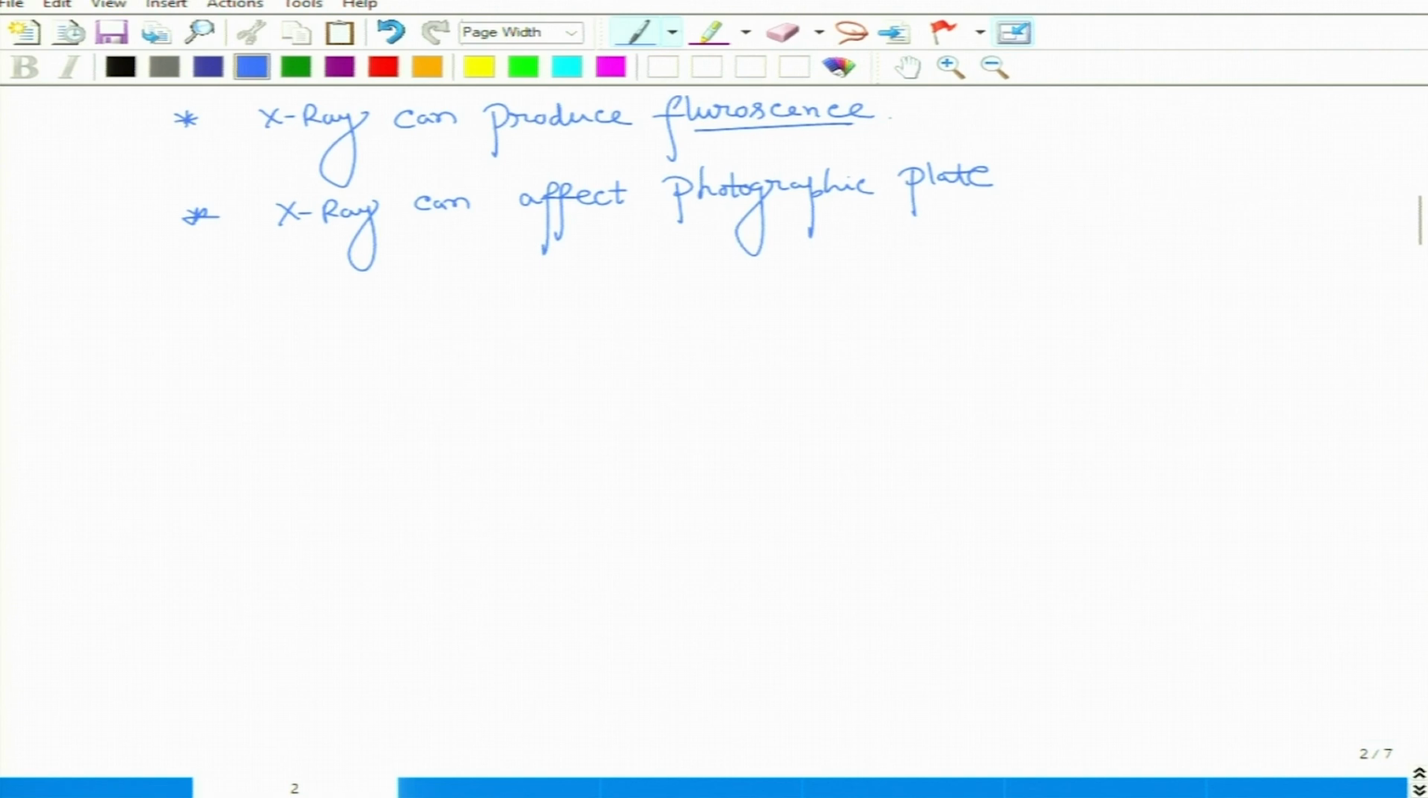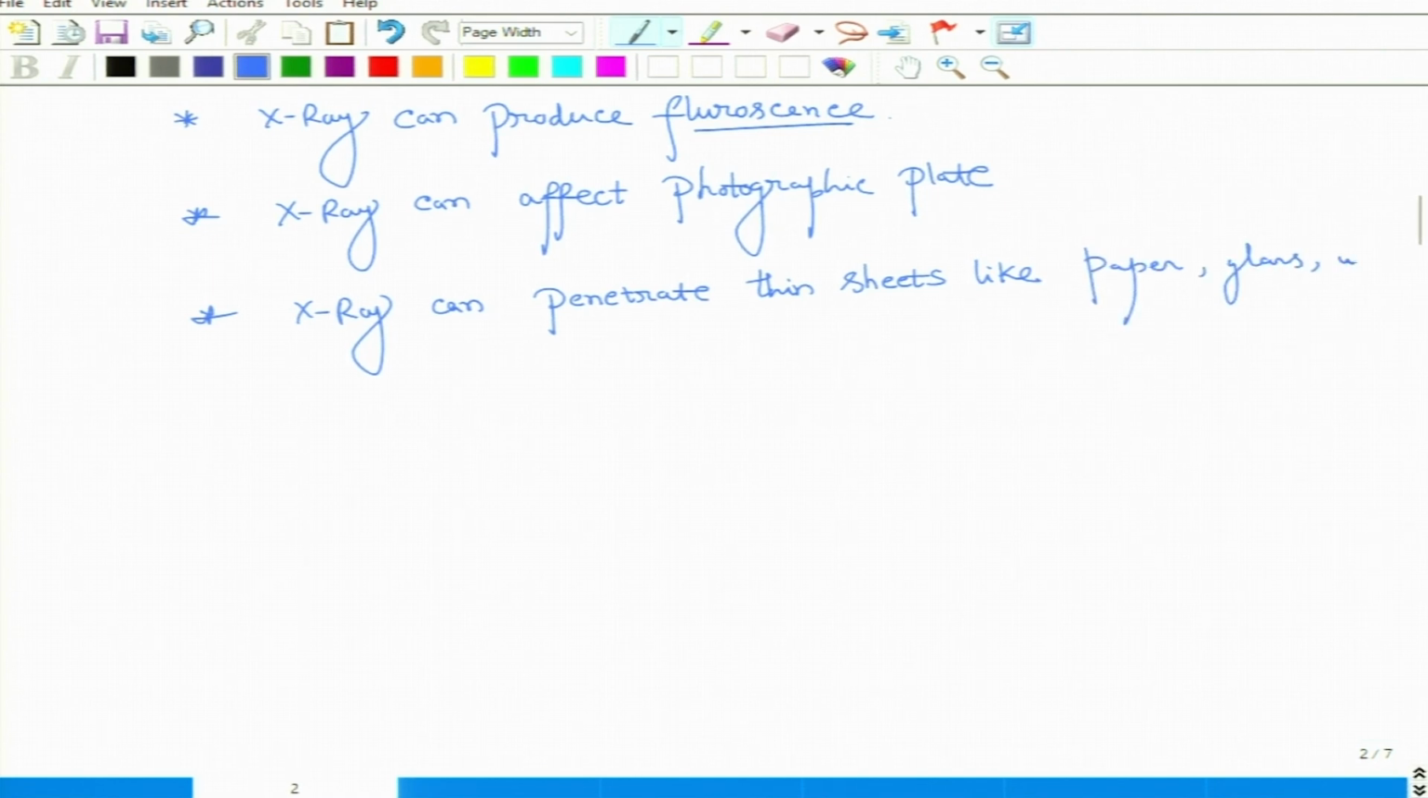The third property is that X-ray can penetrate thin sheets like paper, glass, wood. These things can be penetrated. Okay, that X-ray is emitting from that solid. If you keep a thin paper or glass or wood, then the X-ray will penetrate. And after that wood, if you put the photographic plate, that photographic plate will be affected, which proves that the X-ray actually penetrates that particular paper, glass or wood.